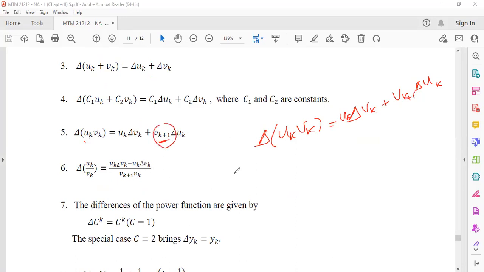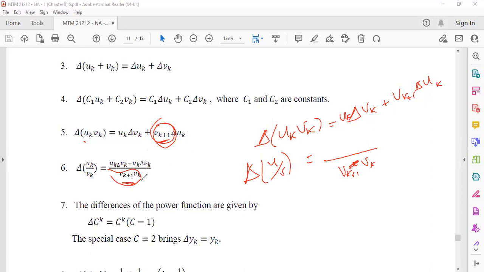Similarly, this is delta of u over v. Only here, we do not take vk squared, but vk plus 1 times vk. That's a small difference. This is what you have to keep in mind.